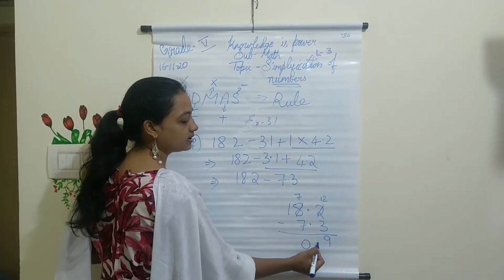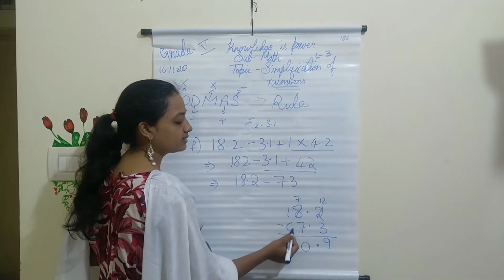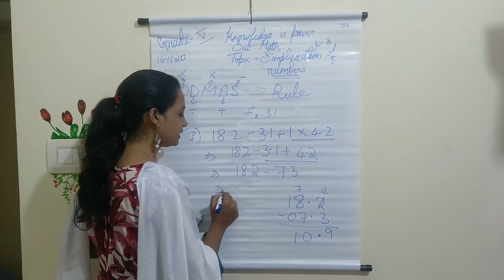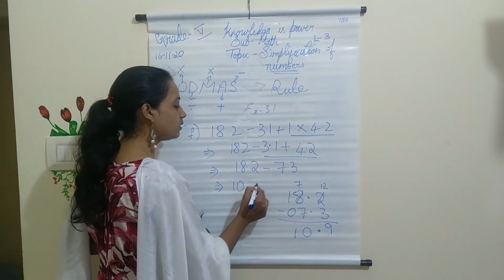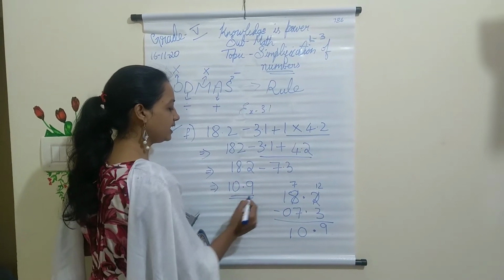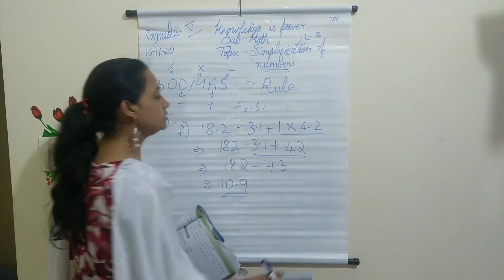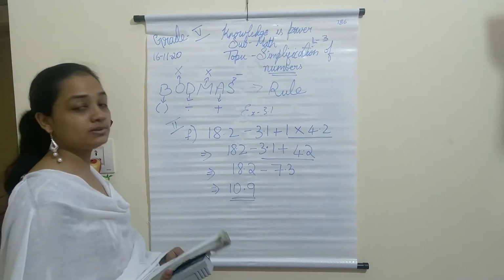There is a decimal here. 1 minus 0 is 1. So finally I got my answer as 10.9. Highlight your answer. So we finished doing the decimal numbers.